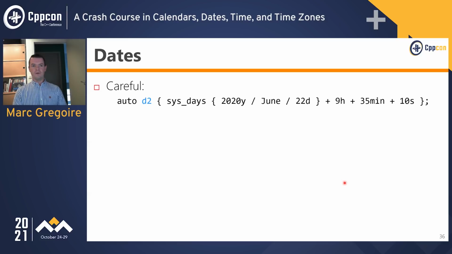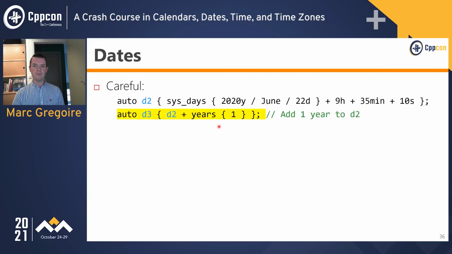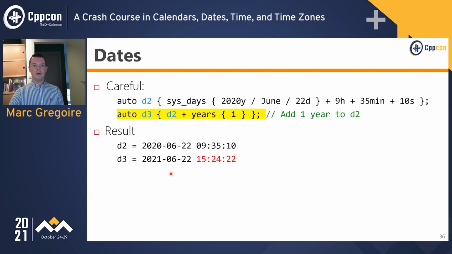But you have to be careful with this. Some arithmetic with dates might give seemingly unexpected results. So let's have a look at an example. Here I have a D2, the same as before, and now I'm trying to add 1 year to it. The output might look unexpected.